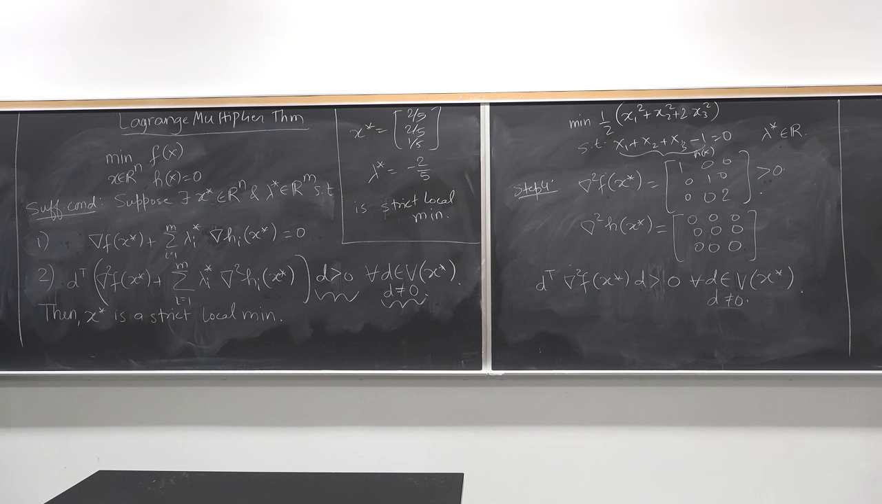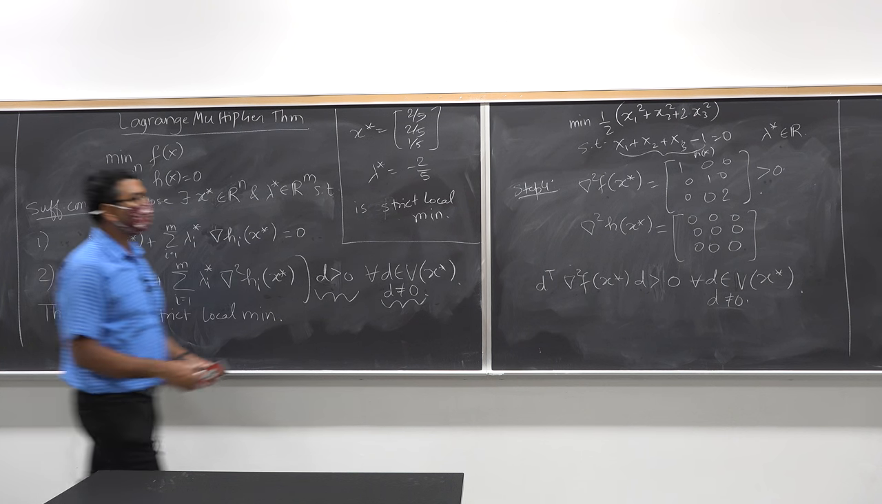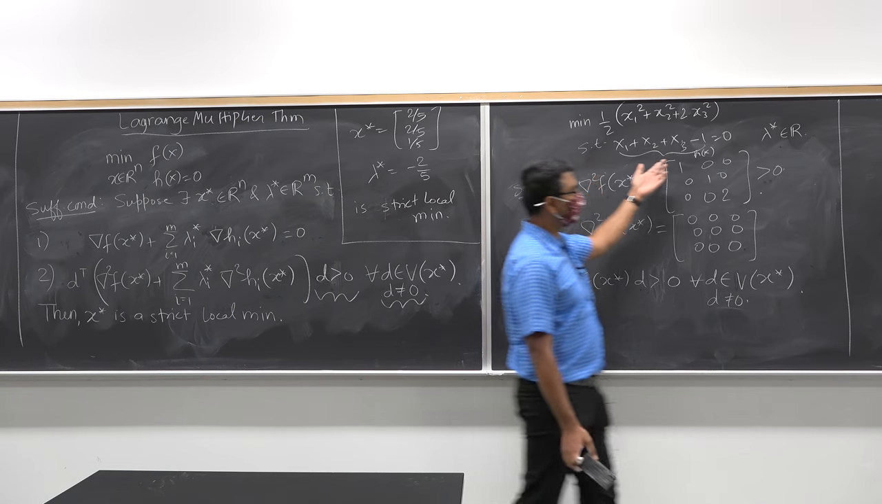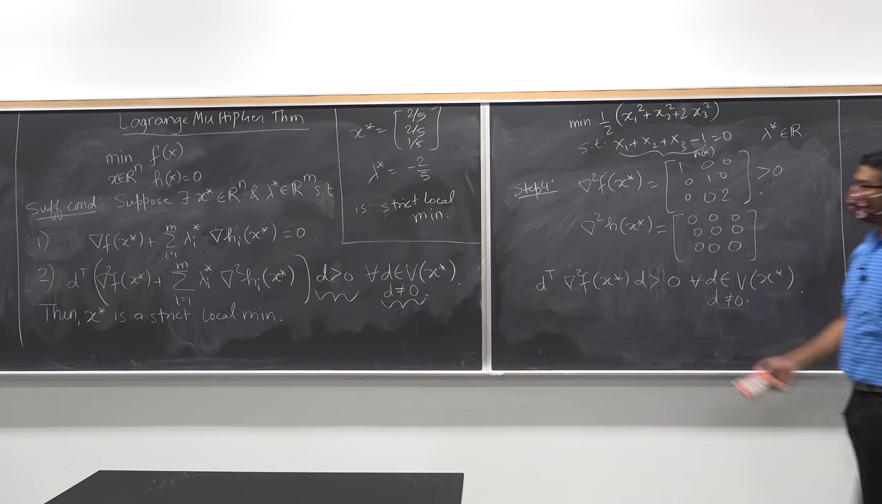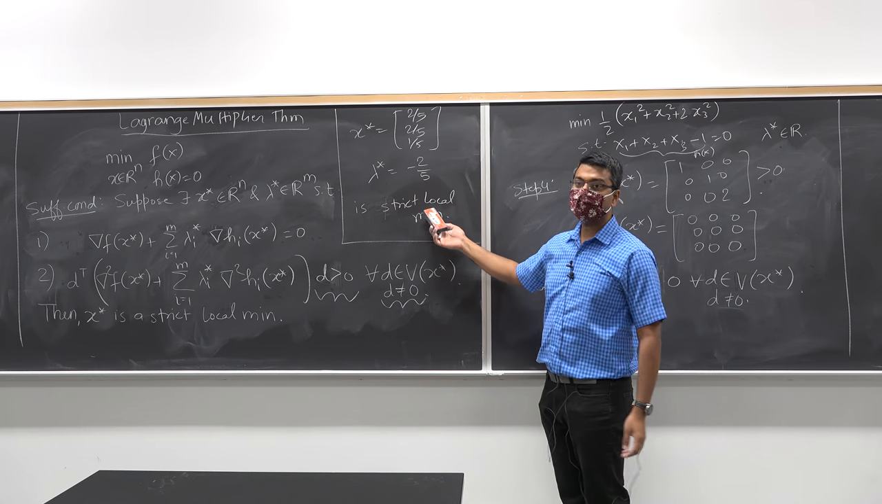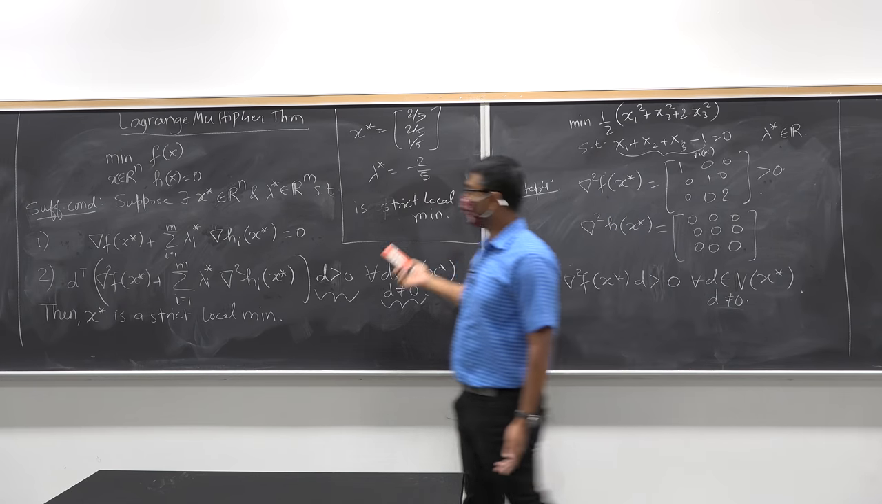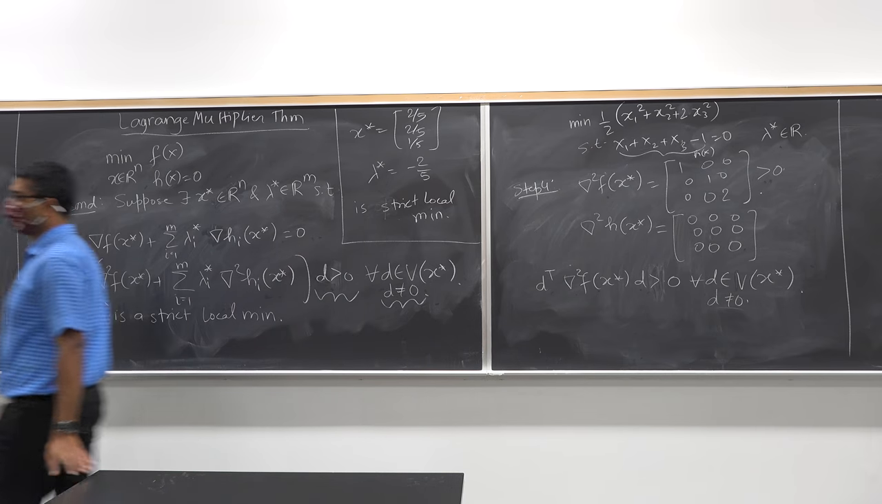Any questions or comments? Anything unusual that you notice and want to share with us about this result? So we have a convex problem, we have linear constraints. This is as simple as it can get. And the only thing I could conclude here is that it's a strict local minimum. Okay, we haven't yet concluded that it's a global minimum.